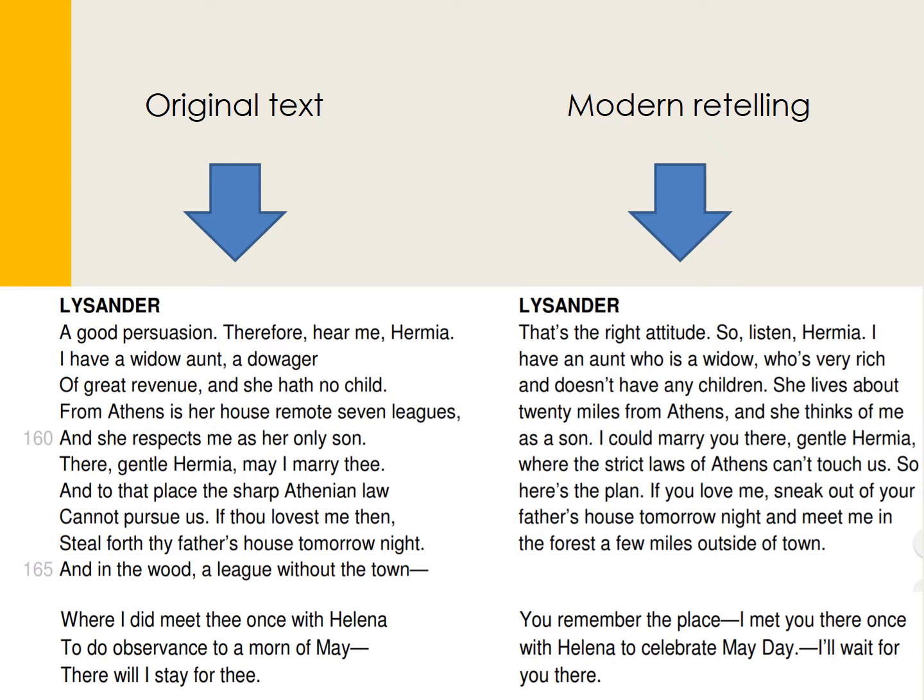So he's saying there, I'll leave. If you want to leave with me and you want to marry and be happy together, run from your father's house and meet me there, and we'll run away together and we'll get married.